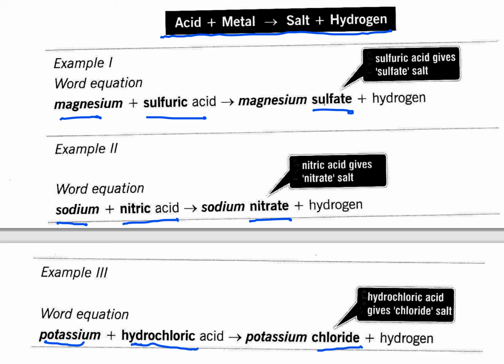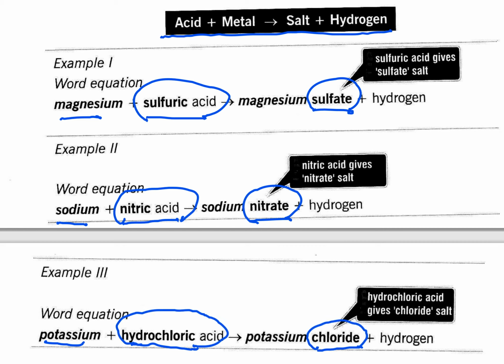So a sulfate salt comes from sulfuric acid. A nitrate salt comes from nitric acid. A chloride salt comes from hydrochloric acid. The metal will form the first name of the salt. So if it's a magnesium metal, you'll get a magnesium salt. If it's a sodium metal, you'll get a sodium salt. If it's a potassium metal, you'll get a potassium salt.